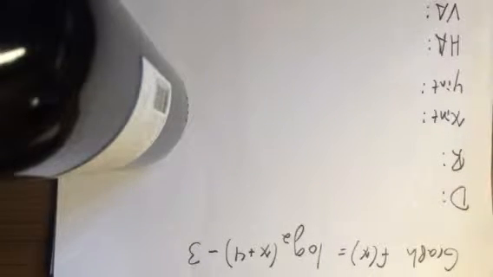So let's see if I can graph this. Log base 2 of x plus 4 minus 3. And I want to find all these things. I want to find my domain, range, x-intercept, y-intercept, horizontal asymptote, and vertical asymptote.